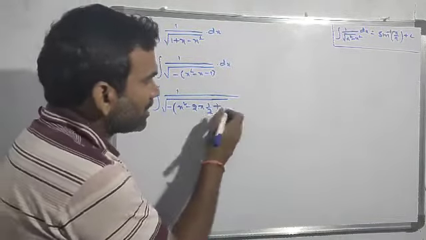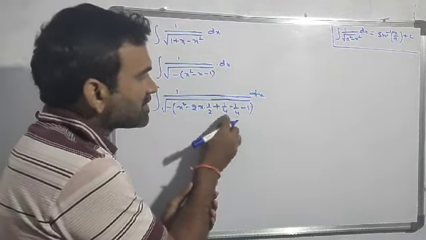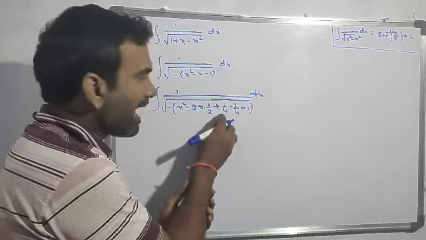What is the b value? 1 by 2. B value is 1 by 2. Compulsory, if you want to write a minus b whole square or a plus b whole square, we need plus b square. So plus b square minus b square. I am adding and subtracting the b square value. Remaining value is same.